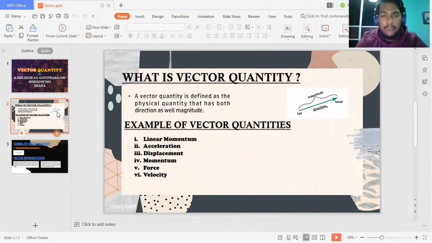There are some examples of vector quantities. The first is linear momentum. The second one is acceleration. The third one is displacement. The fourth one is momentum. The fifth one is force. And then the last one is velocity.